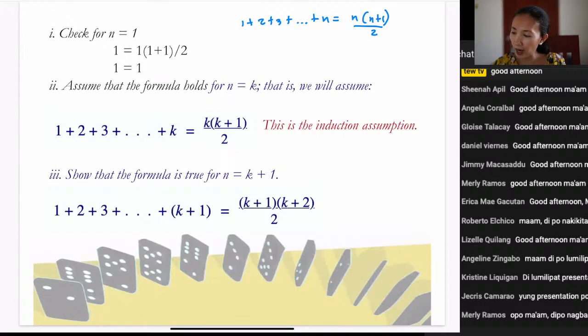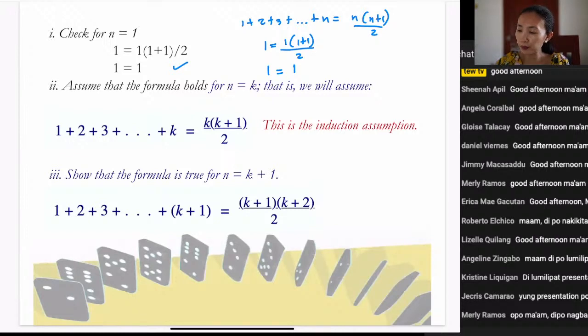If you have 1 on the left, then on the right side, 1 times 1 plus 1 all over 2, 1 is equal to 1. Okay? So, it's true when n is equal to 1. It holds when n is equal to 1. Next, number 2, second step.